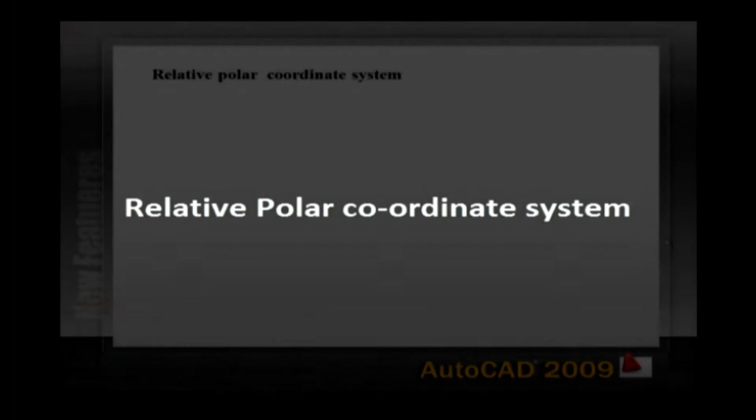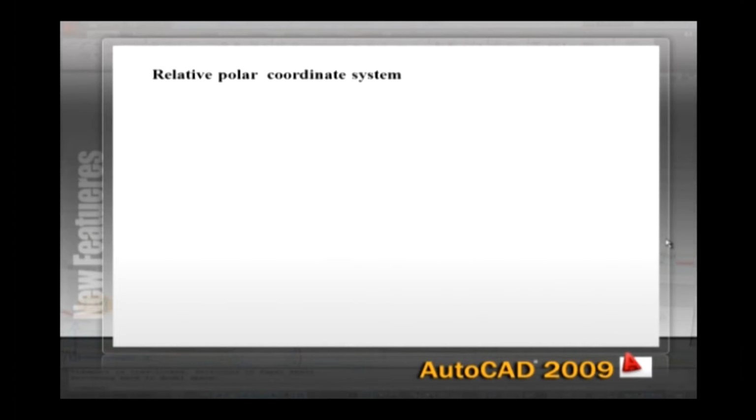Relative polar coordinate system. Relative polar coordinates are like relative XY coordinates. Here, both use the @ symbol to tell AutoCAD to draw the line from the last point, not from the origin. In relative polar coordinates, the two values are distance and angle, rather than offsets along the x and y axes. AutoCAD knows that you're entering polar coordinates because instead of a comma, you typed a left angle bracket.